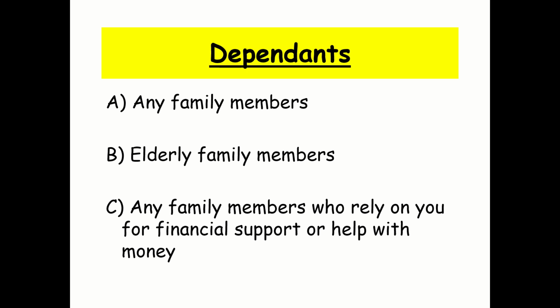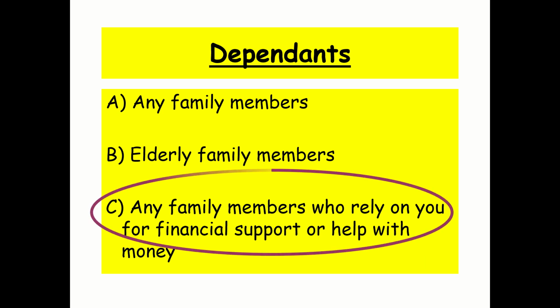Okay, dependents. What are dependents? Is it A, any family members, B, elderly family members, or C, any family members who rely on you for financial support or help with money? Let's check the answer. So the answer is C, which is any family members who rely on you for financial support or help with money.